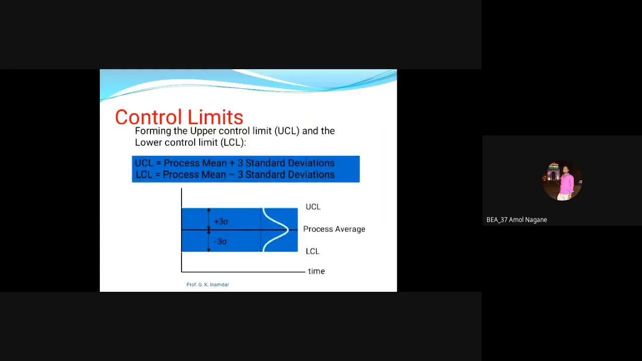So control limits. Next point is control limits. Already we have discussed this point, but forming the upper control limit and the lower control limit: how to decide them? Suppose for example this is a central line, the process average. Now how can we decide the upper control limit? The upper control limit is nothing but the process mean plus 3 standard deviations, or we can say the tolerances.